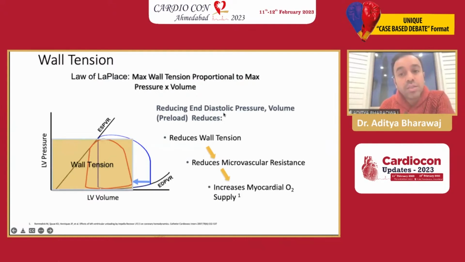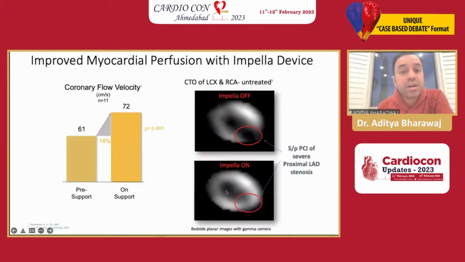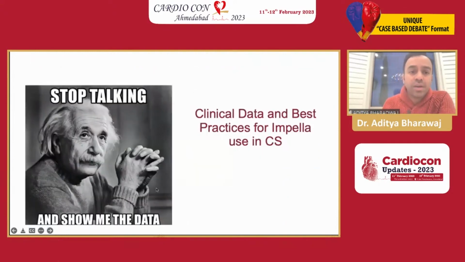And when you reduce the wall tension, there's reduced microvascular resistance and increased myocardial oxygen supply. Not to go into the details of this, but basically this is just, again, another illustration on a perfusion scan with Impella turned on, where you have nice recruitment of capillary flow, and the perfusion defect actually goes away.